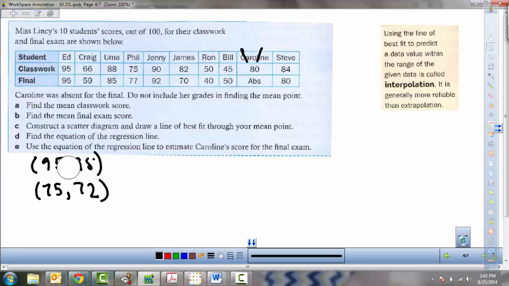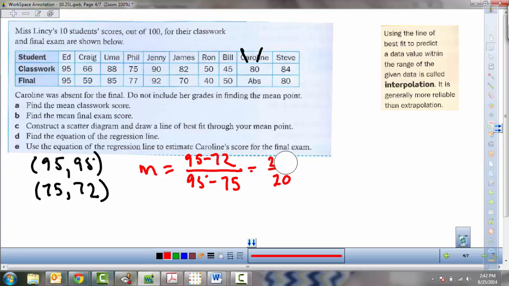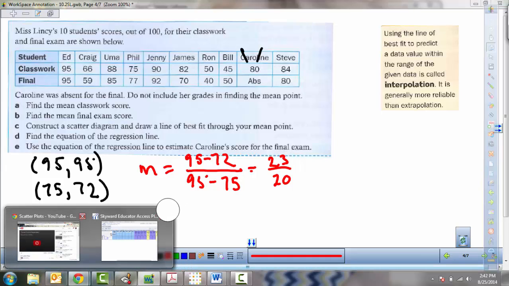So how do we write the equation? Well, we need a slope. We use m to abbreviate it. Change of y over change of x. So 95 minus 72 over 95 minus 75. So this slope would be 23 over 20. That doesn't reduce. I'm just going to leave it as 23 over 20. Now, how do we write this equation?